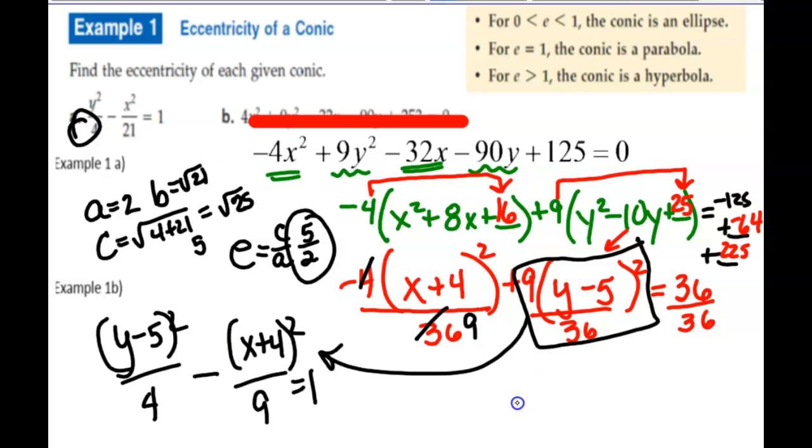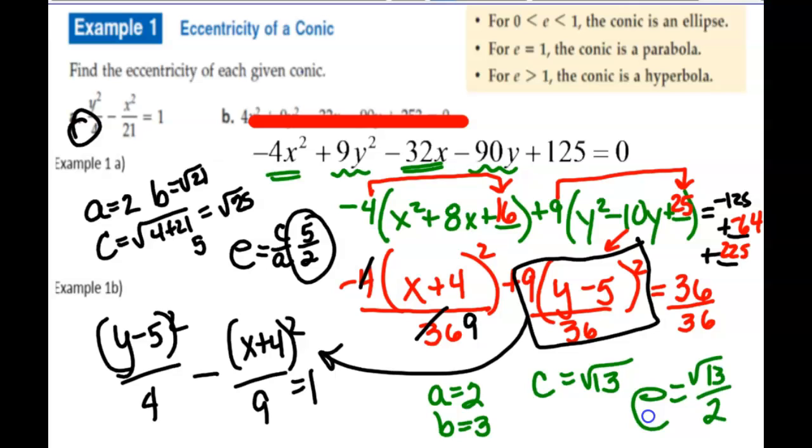Eccentricity we're supposed to find. A equals what? 2, B equals 3, C equals the square root of 4 plus 9, or 13. So E equals the square root of 13 over 2. I think it asked you to estimate it on the quiz to the nearest hundredth. I got 1.80, which is greater than 1, which is what it's supposed to be.